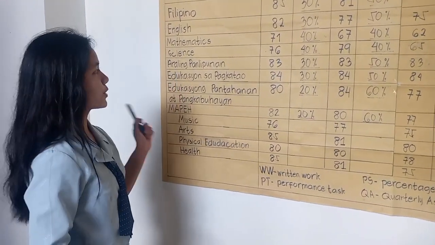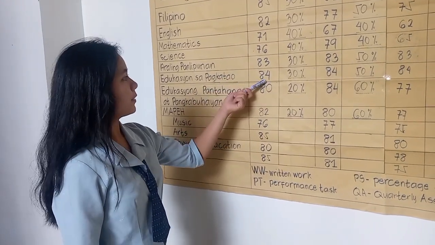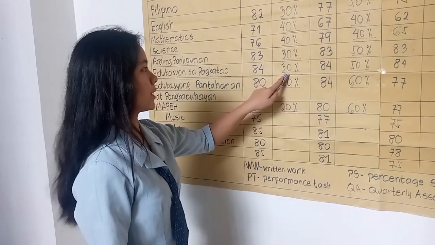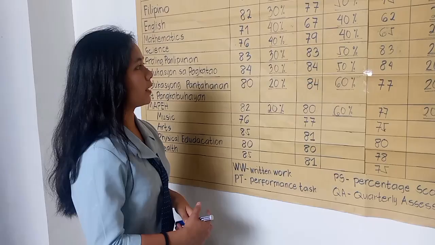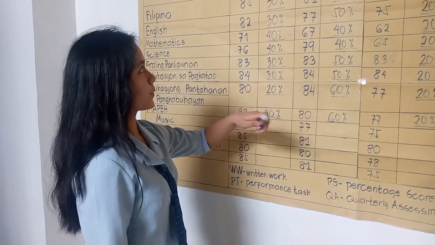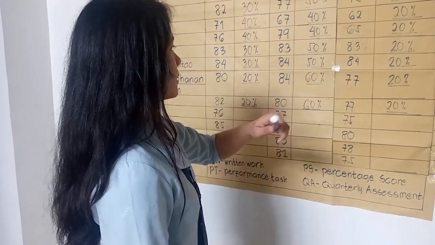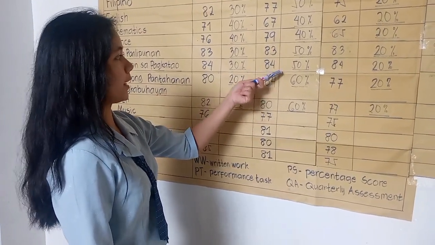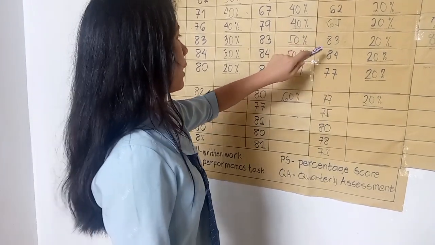Next is Edukasyon sa Pagpapakatao. The percentage of written work is 84 and then the weight of component based from the table is 30%. To get the weighted score, multiply 84 times 30%, it equals 25.2. And then the percentage of performance task is 84 and the weight of component is 50%. To get the weighted score, multiply 84 times 50%, it equals 42.